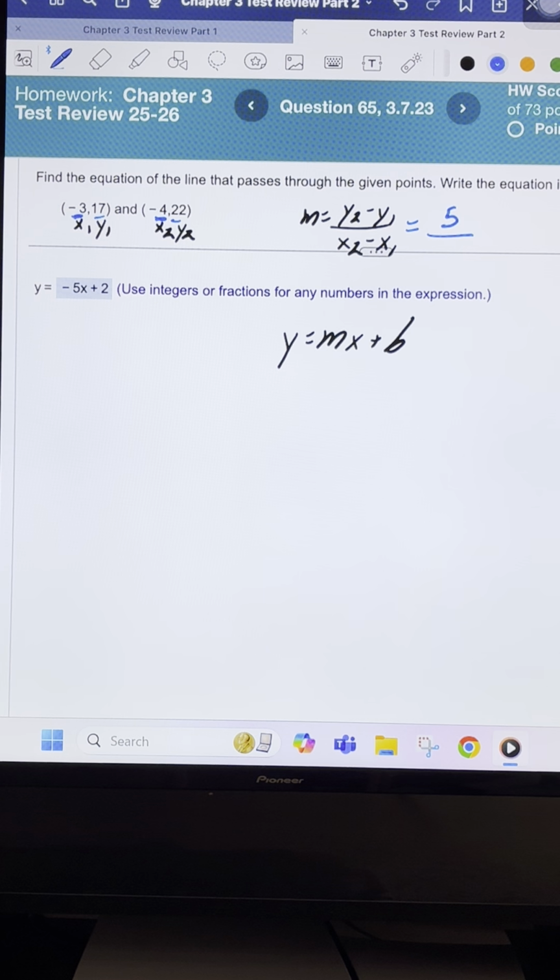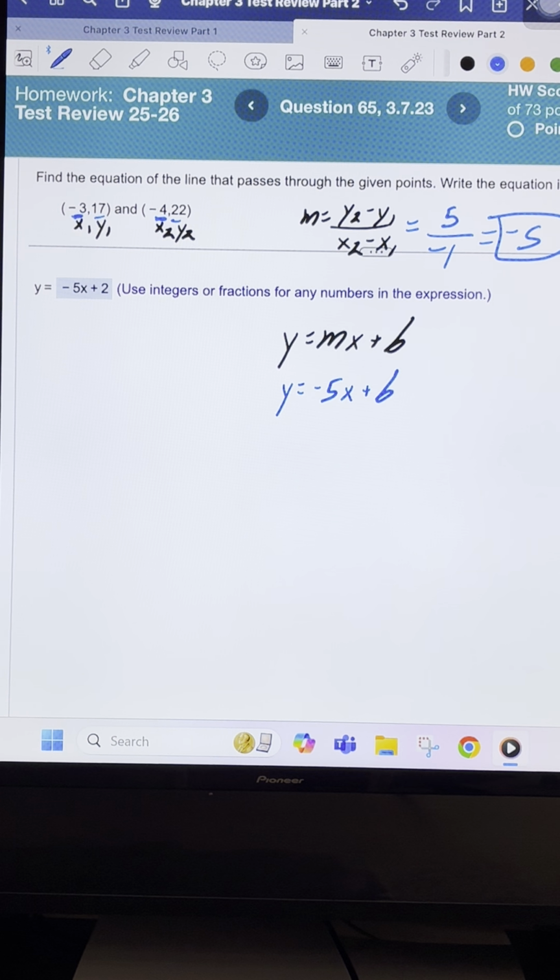So what is 22 minus 17? That is 5. What is negative 4 minus negative 3? That is negative 1. So 5 divided by negative 1 is just negative 5. So my slope is negative 5. So y equals negative 5x plus b.